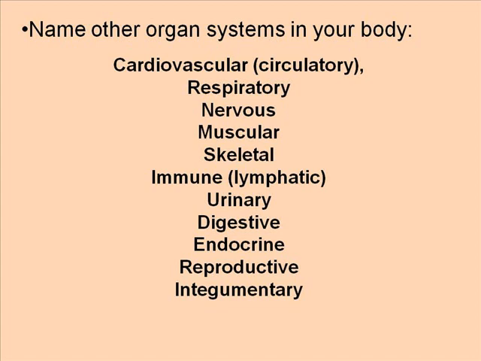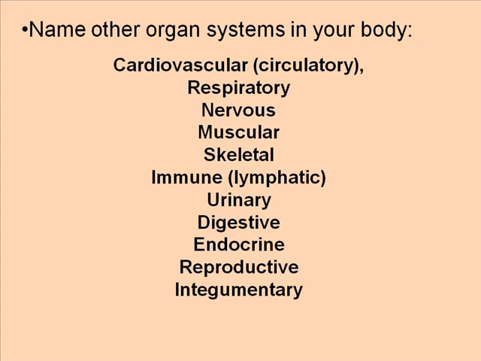The muscular system is going to be made up of all the muscles in your body, and that's going to be what allows us to move. Your skeletal system is made up of all the bones in your body, and that's what keeps us upright. Your immune system, also called your lymphatic system, is made up of all of your lymph nodes, your lymph vessels, and your lymphatic fluid. Your immune system is the system that keeps you healthy. So if you get a bacteria or virus into your body, your immune system is what tries to fight that off.